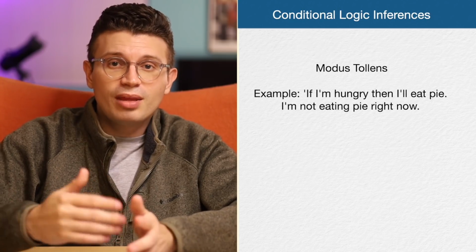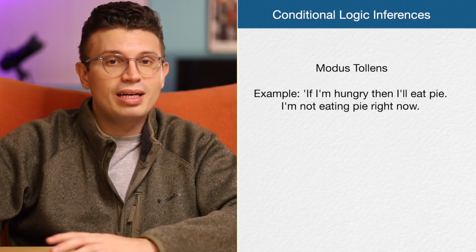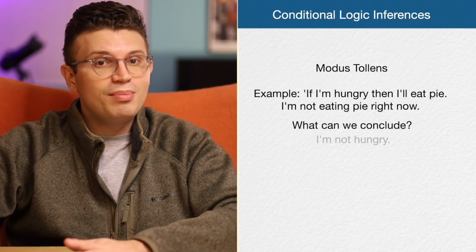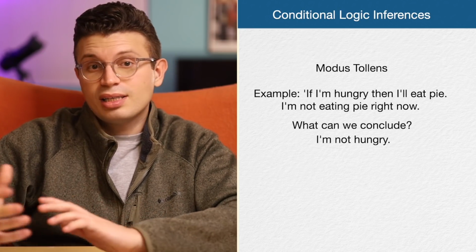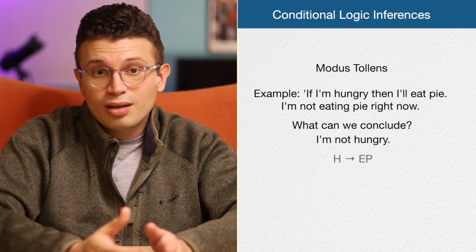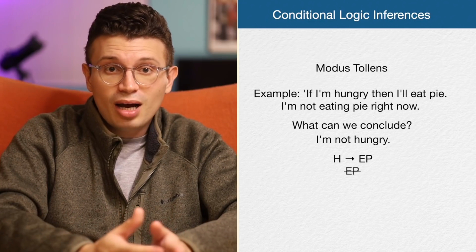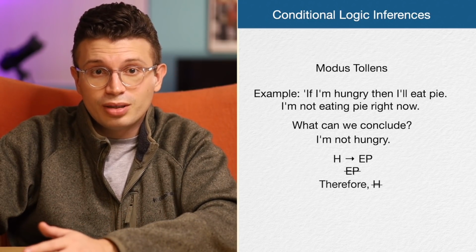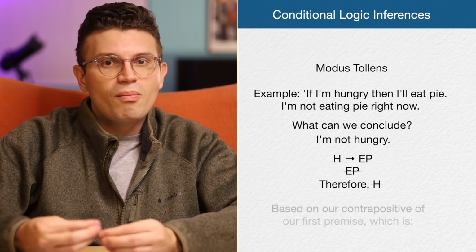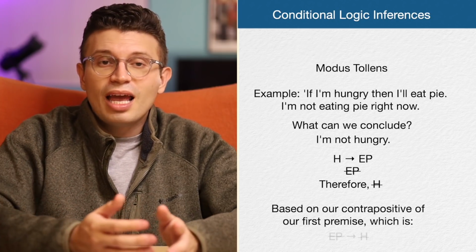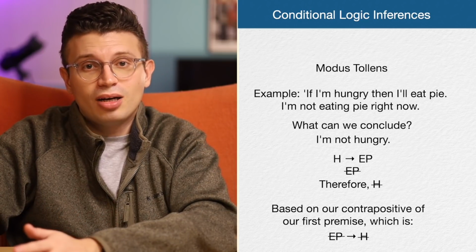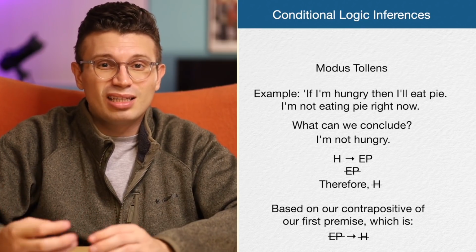If I'm hungry, then I'll eat pie. I'm not eating pie right now. What can we conclude? I'm not hungry. Okay, we want to set up our conditional statement now. We want to see how this guy operates. If hungry, then eating pie. I'm not eating pie, therefore not hungry. How can we conclude that? Based on the contrapositive of our first premise, which is, if I'm not eating pie, then I'm not hungry. Again, this is not rocket science. It's really not that hard, okay?